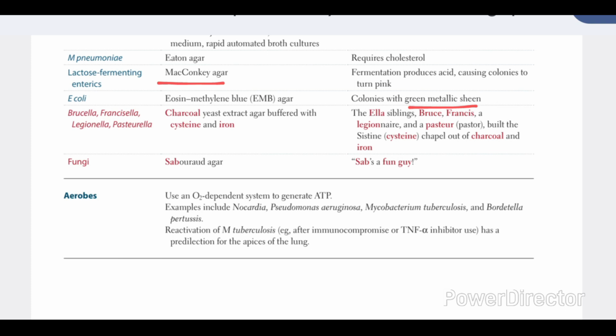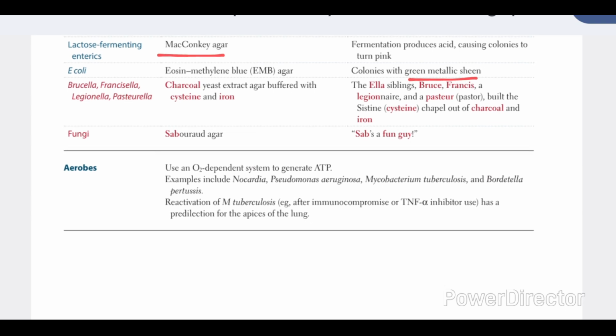And then we have the fungi. Fungi are most often grown on an agar type that is named Sabouraud agar. Here's a pretty mnemonic that you can remember: saps are fungi. So Sabouraud agar for fungi. Alright, then here are some anaerobic and aerobic organisms.